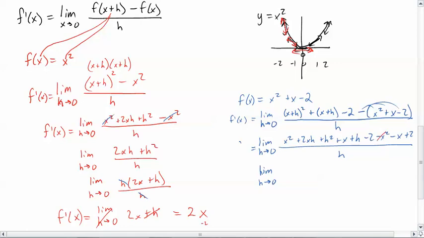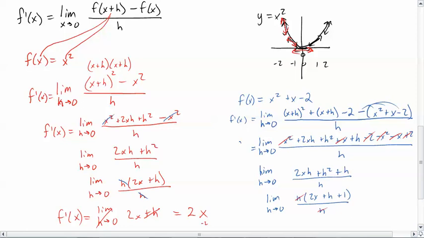Well, I got a minus x squared and an x squared. I got a plus x and a minus x, and I got a minus 2 and a plus 2. So a lot of it's going away. So I'm left with 2xh plus h squared plus h all over h. Let's factor out the h. So when I factor it out, I got h times 2x plus h plus 1, all over h.